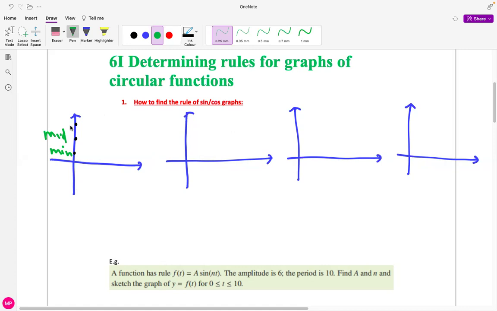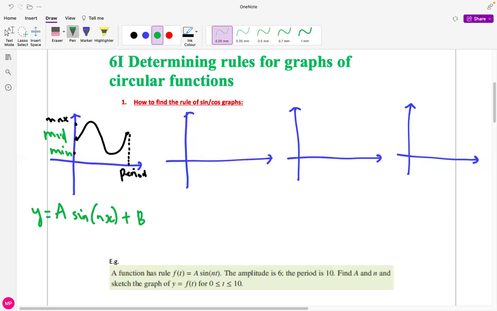Now imagine I have the first graph. Here you have the minimum. Here is the midline, the middle point, and here is the maximum. If your graph starts from the middle and goes like that, and up to here is one period, the general form for this graph could be a sine graph without horizontal translation. So the general form will be y equals a, the amplitude, times sine of nx plus b.